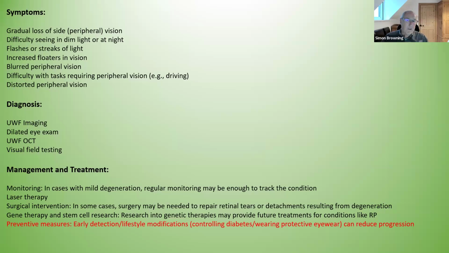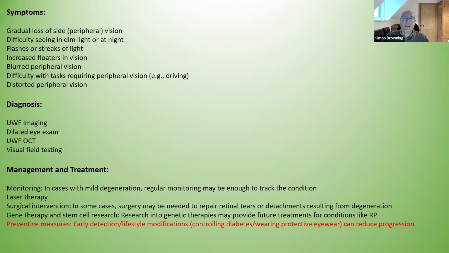But the symptoms that you will get is a gradual loss of that far out vision. Often patients will complain of not seeing as well in dim light. They feel as if they're looking through a tunnel during low light, whereas in normal light they seem to be okay. Difficulty seeing in dim light, especially with things like retinitis pigmentosa, of course.